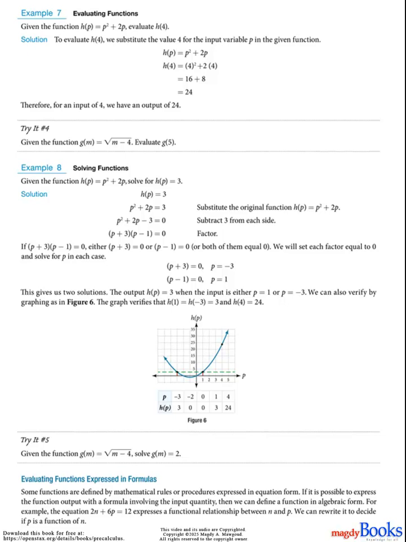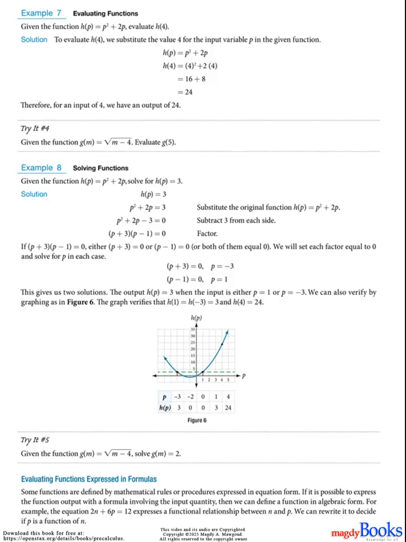p squared plus 2p equals 3. Substitute the original function, h of p equals p squared plus 2p. p squared plus 2p minus 3 equals 0. Subtract 3 from each side. (p plus 3) multiplied by (p minus 1) equals 0. Factor.